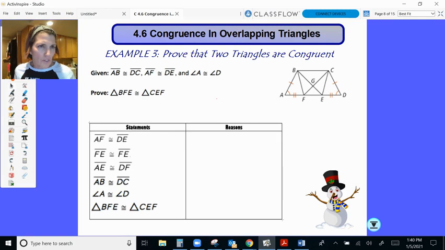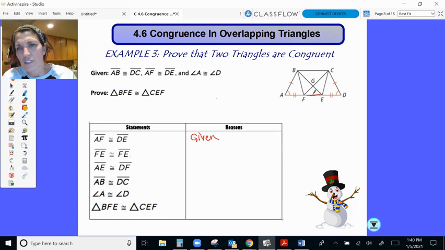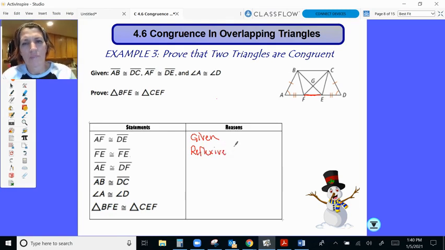So I'm going to grab my pencil over here in some different colors. First of all, they give you AF is congruent to DE. And that's a given statement up here, okay? And it's also marked on this triangle here. So I'm going to put this is given. And then we know that FE is congruent to FE. That is not given, but FE is right here. And so FE is congruent to FE because of the reflexive property. It's itself, okay? So I'm going to write reflexive property right here.